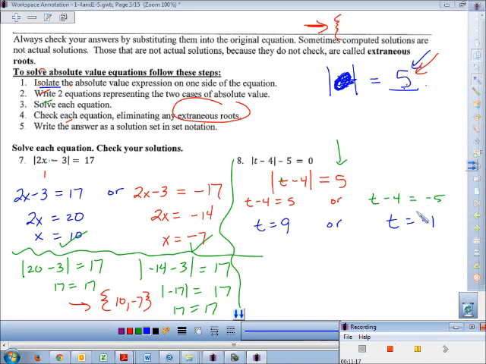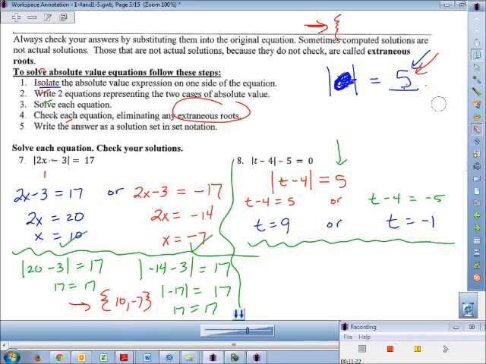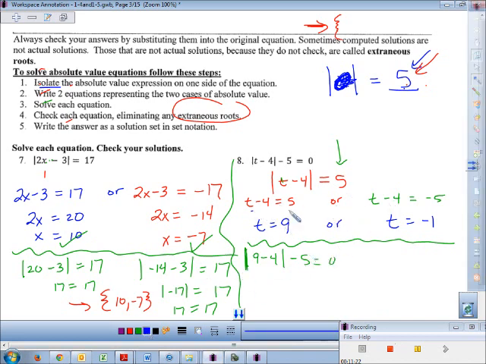So we got T is 9 and T equals -1. We don't know if they're going to work. Let's put a little squiggle and do a little check. So I'll have absolute value of 9 minus 4, and then keep it the same, -5 equals 0. Do you see how I didn't use any of these other equations that we have like right here? These are not the equations we're checking.